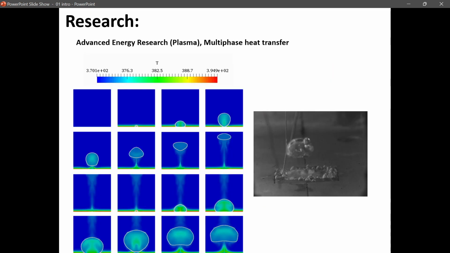And my PhD was focused on heat transfer, multi-phase heat transfer, boiling phenomena, essentially. And I've always been a computational fluid dynamics person, so programming, doing simulations, and whatnot.